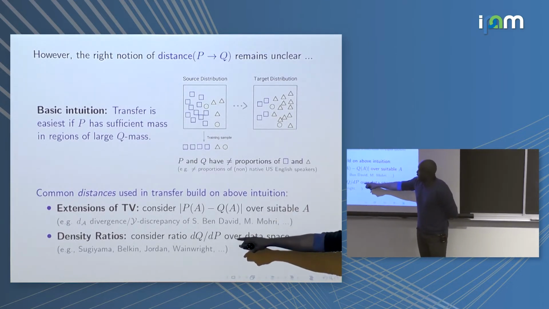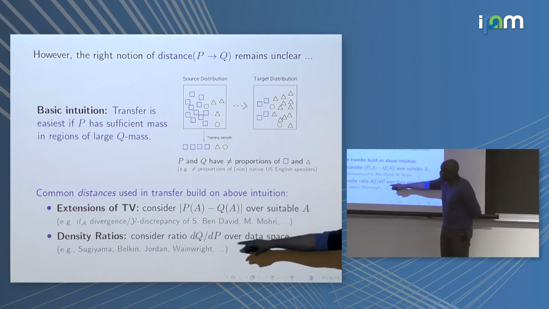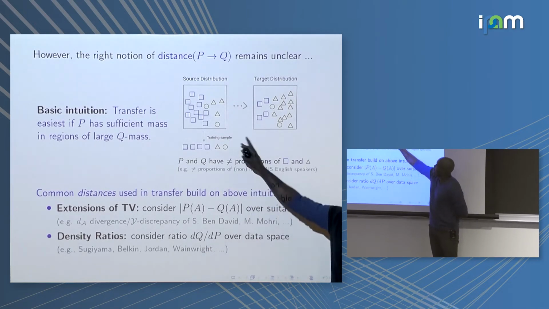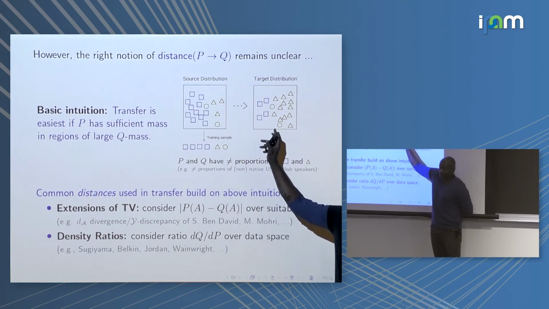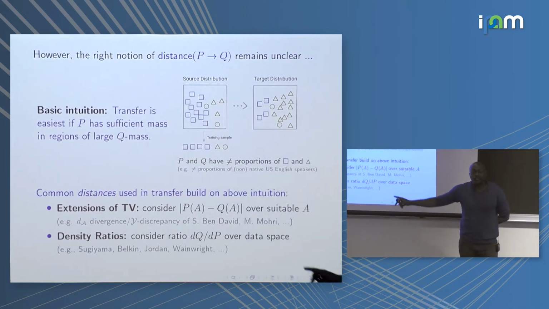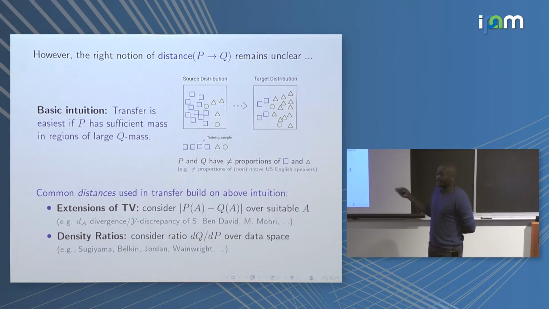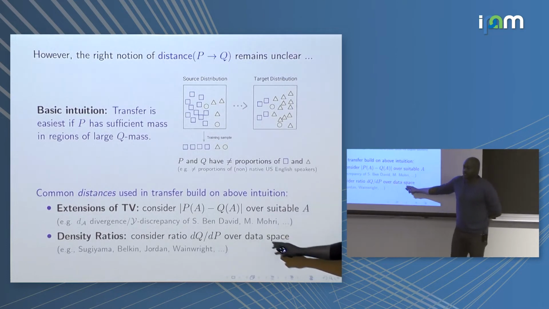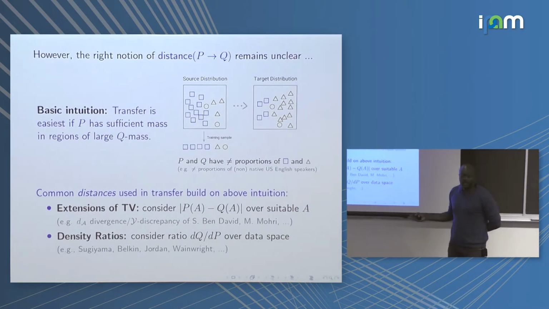Other notions that have been tried have to do with density ratios. So I'm looking at the ratio of densities between P and Q. And particular norms of these density ratios have also been attempted. And notions that are related to density ratios, such as KL divergence and such things, have all been tried.